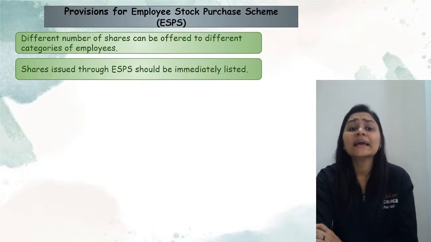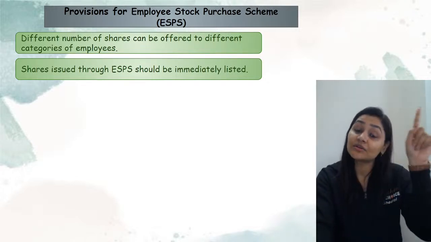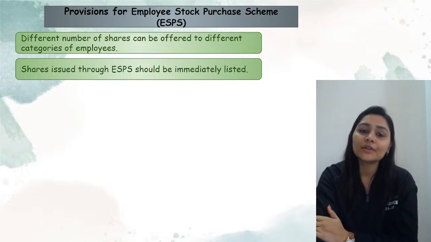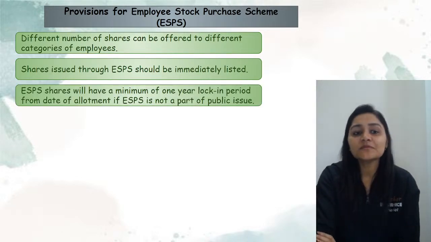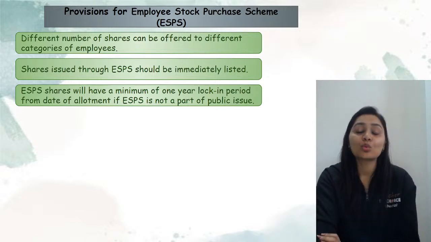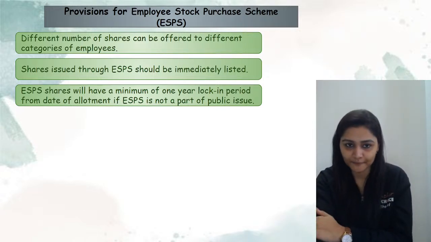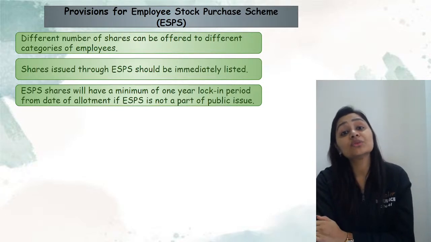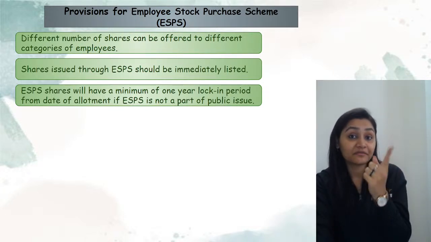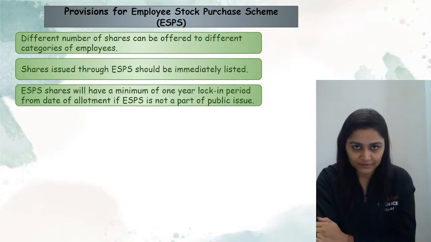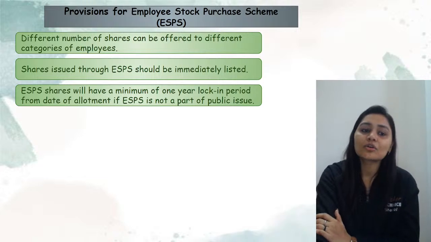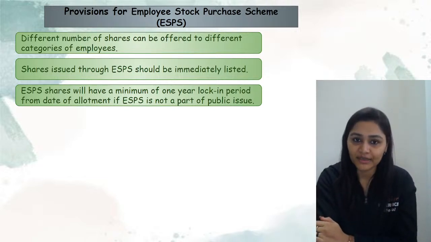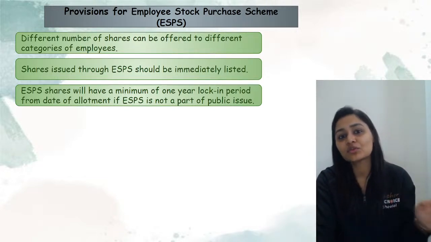Shares issued through ESPS should be immediately listed on the stock exchange. जैसे ही परचेस होएगा वैसे ही they need to be on the stock exchange. ESPS shares will have a minimum 1 year का lock-in period from its allotment if the ESPS is not a part of a public issue. अगर पब्लिक इशू नहीं है, यू नो द पब्लिक ऑफरिंग जो हमने ऑलरेडी पढ़ा फर्स्ट मेथड, तो इफ इट इज नॉट दैट मेथड तो देन द मिनिमम 1 year लॉक-इन पीरियड इज टू बी ऑब्जर्व्ड फ्रॉम द डेट ऑफ अलॉटमेंट. 1 साल तक लॉक इन पीरियड है, उसको ना ही आप बेच सकते हो ना ही आप उसको ट्रेड कर सकते हो.